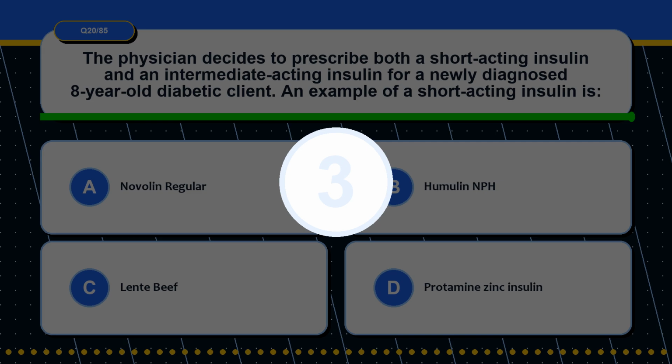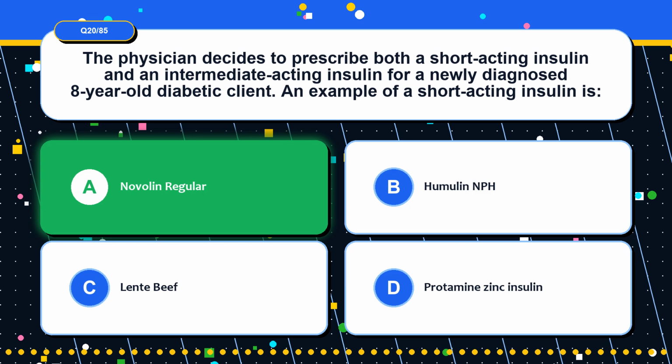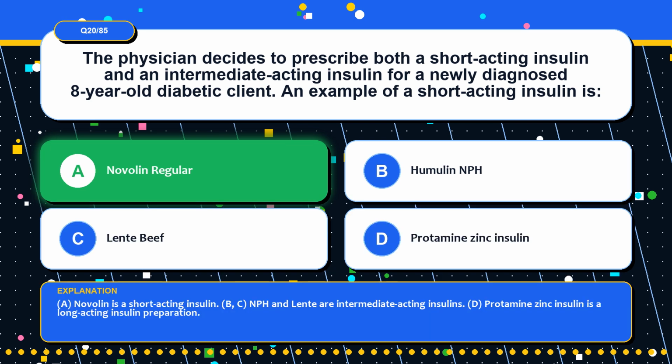The correct answer is option A. Novolin Regular. A Novolin is a short-acting insulin. B, C: NPH and Lente are intermediate-acting insulins. D: protamine zinc insulin is a long-acting insulin preparation.